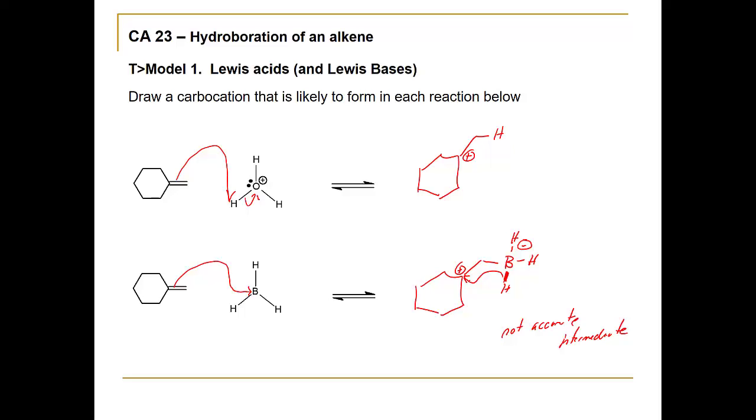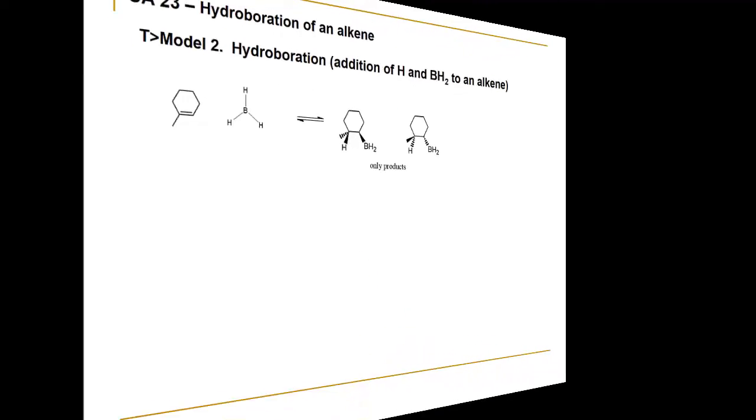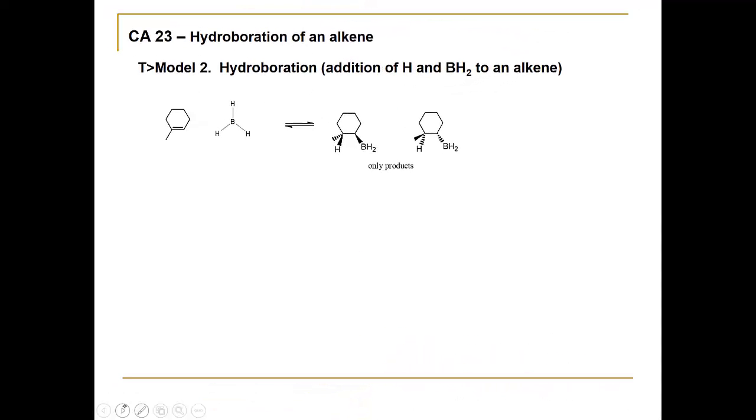Now, one of the reasons why we know that the reaction doesn't occur exactly like this is because notice that in this particular case, the hydrogen with its pair of electrons could actually attack from either side of that trigonal planar carbocation. And that's not what we see. So in fact, what happens is when the BH3 ultimately is added as BH2 and an H, the H and the BH2 are always added on the same side.